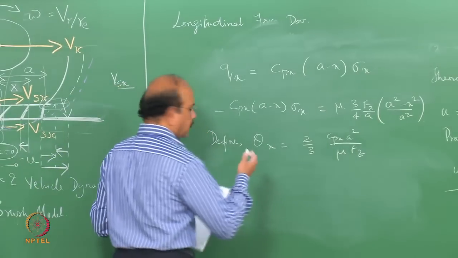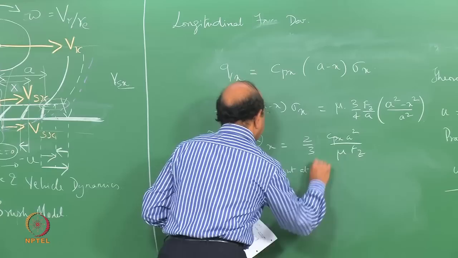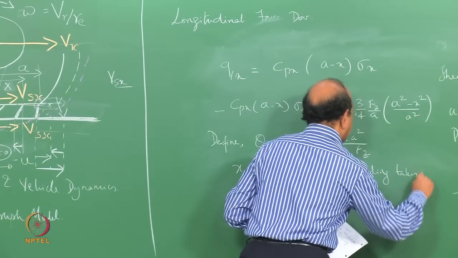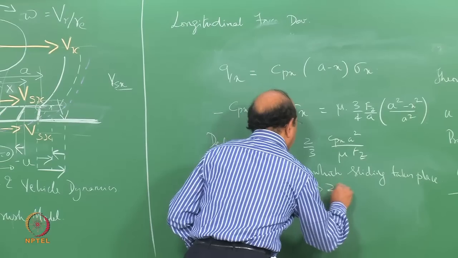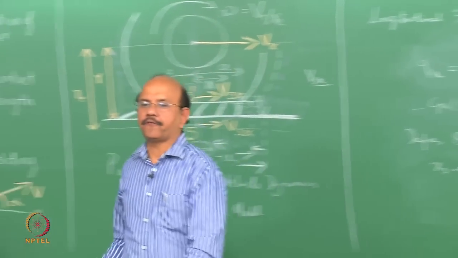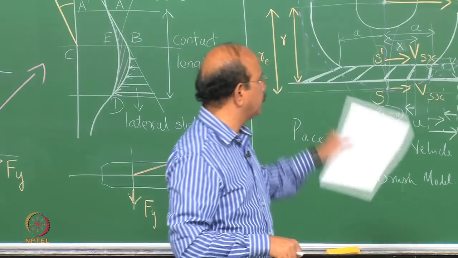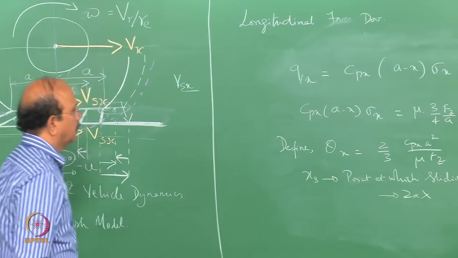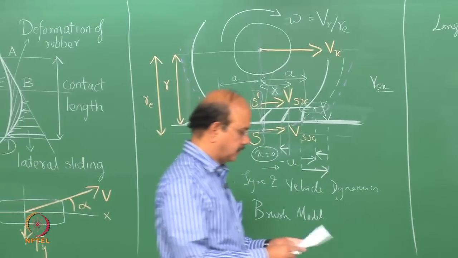So the first thing, nothing great. Let us say that x is the point at which sliding takes place. Right? Let me also call this 2a lambda, following Pacheco. It's a fraction of 2a. 2a is the total length of the contact patch. Okay, 2a lambda is what we saw as xs. Now let's take this expression, substitute for theta and write down what xs is.